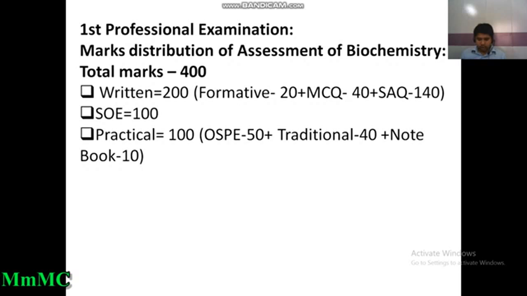Define trace elements with example. State the importance of iodine in nutrition. Now about the short notes. The short notes are micronutrients, trace elements, microminerals, and T10.